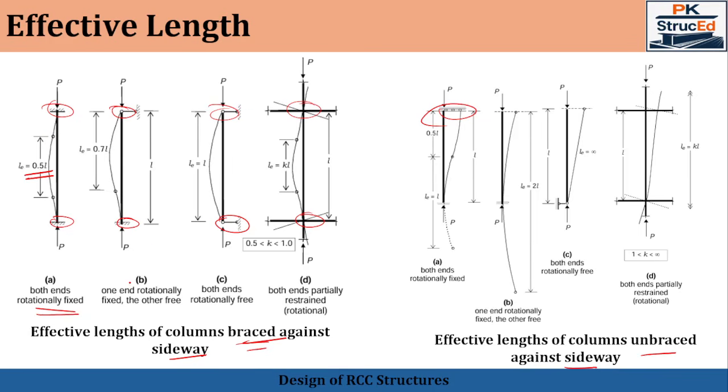The second case is if one end is rotationally fixed and the other end is free, the effective length will be 0.7 times L. The third case is if both the ends are rotationally free, that is both ends are simple supports, the effective length will be equal to the unsupported length of the column itself. And in the final case, both the ends are partially restrained, where LE will be equal to K times L, and K is defined with a range from a minimum of 0.5 to a maximum of 1.